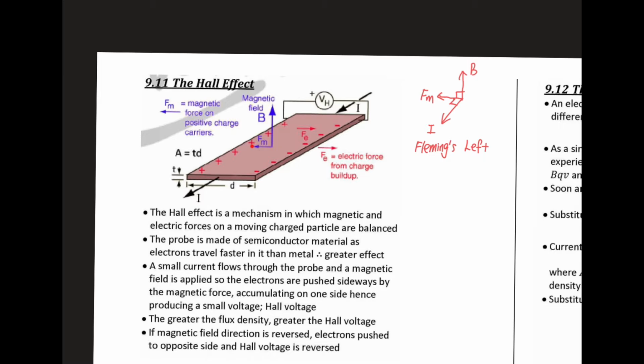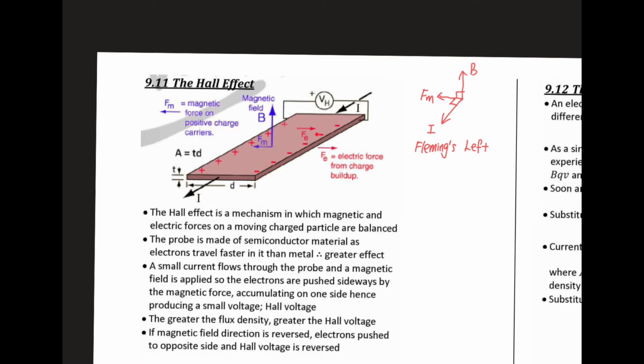So it means they will push the positive charge to the left. As you can see, the positive charge is going to the left already. They will push the positive charge to the left because of the magnetic field. The magnetic force pushes the positive charge to the left, making the negative charge on the other side.